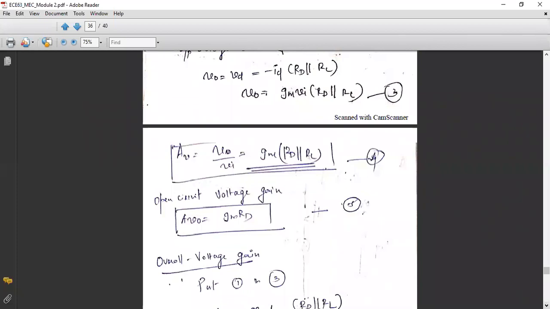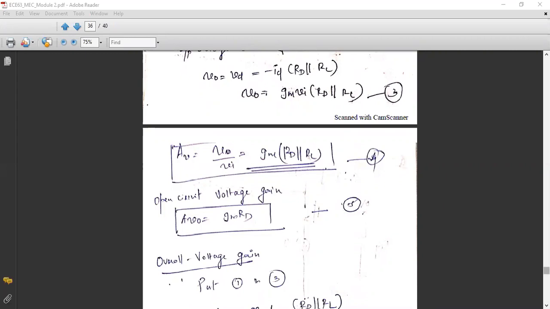Yes, sir. Okay. So while writing the expression for the open circuit voltage gain, you will not consider the value of load resistance. So that load resistance will be disconnected, or it will not be considered. It will be thrown out. So the equation will be AV0, which is equal to Gm into Rd. So as of now, you have completed three derivations. One is the equation for input resistance, second is the equation for the voltage gain, and third is the equation for open circuit voltage gain.